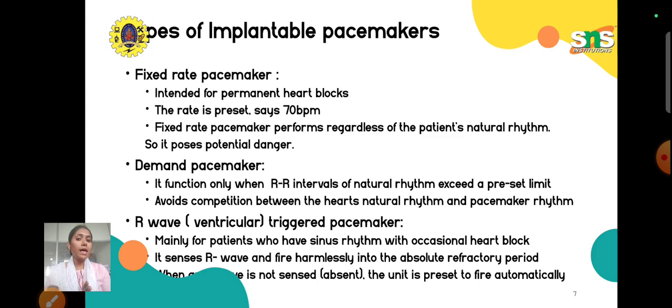If the RV is absent, this is the time the cardiac pacemaker comes into the picture to take over the function or to support the function of the heart. So whenever it senses the RV is absent, the cardiac pacemaker will start to give impulses continuously at the respective places. Okay, so this is the RV triggered pacemaker.